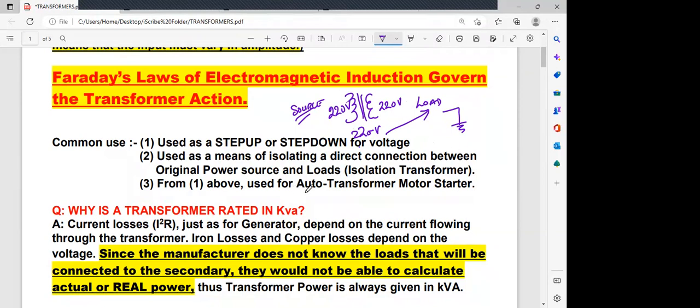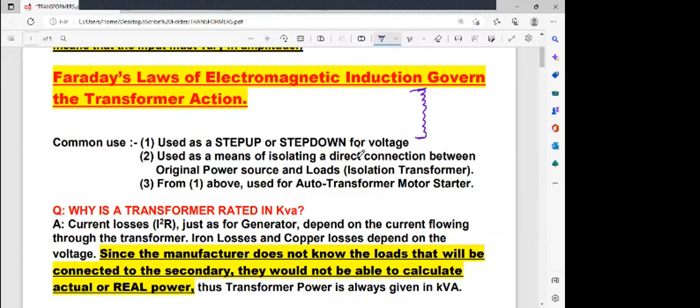From number one above, it is also used for your auto transformer motor starter. We've already seen the auto transformer motor starter where we had used it for all those emergency equipment such as your main air compressor number 2, steering gear compressor, steering gear motor number 2, your emergency fire pump. All those are going to have that auto transformer. Just a very quick recap. This is your one winding. This is your auto transformer.